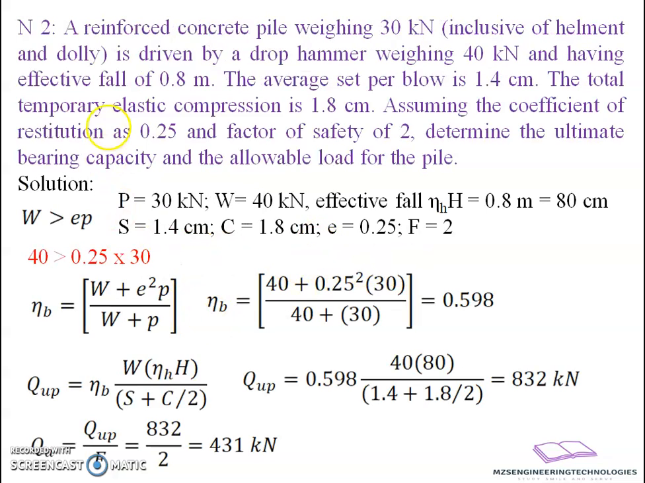Now let's go towards the next numerical. The statement is: a reinforced concrete pile weighing 30 kilonewton, inclusive of helmet and dolly, is driven by a drop hammer weighing 40 kilonewton and having an effective fall of 0.8 meter. The average set per blow is 1.4 centimeter. The total temporary elastic compression is 1.8 centimeter. Assuming the coefficient of restitution as 0.25 and a factor of safety of 2, determine the ultimate bearing capacity and the allowable load for the pile.